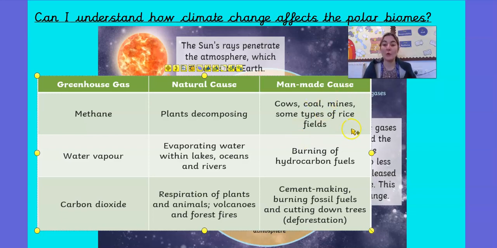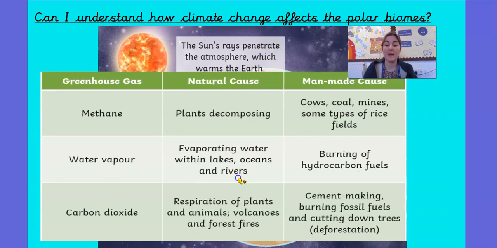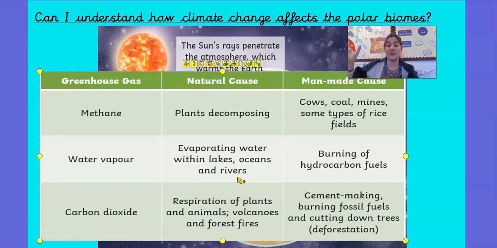We also burn coal to help us keep warm, and that again releases methane. Mines also release methane, and some types of rice fields as well. It might be from the growing method that methane goes into the atmosphere. So methane is one of those gases.